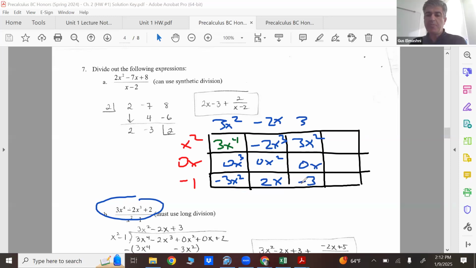Now, we don't see any x's at all, right? So it should be a negative 2x, right? So I'm not going to really do much about that. Also, I see a negative 3, but there's a positive 2 here, right? So what do I add to negative 3 to make it positive 2? And that's your remainder. 3x squared minus 2x plus 3 plus negative 2x plus 5 over x squared minus 1.